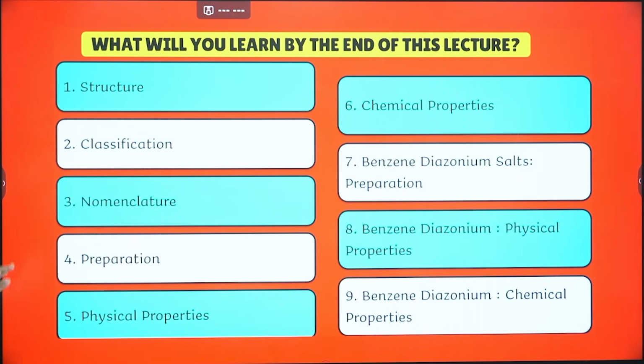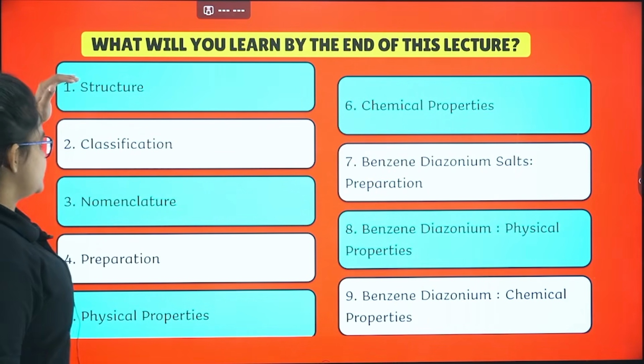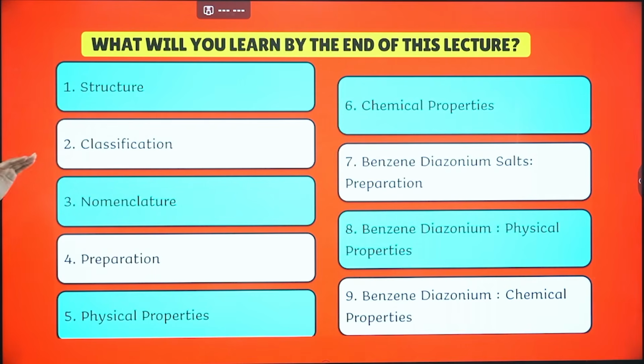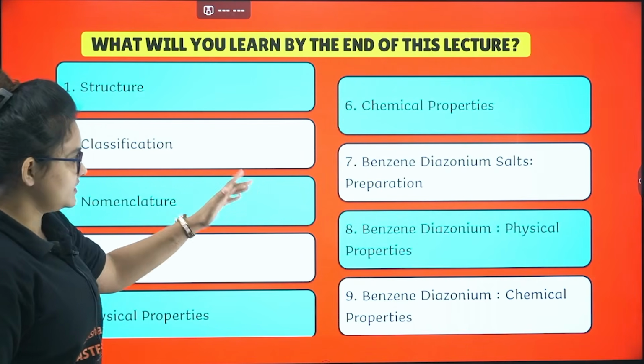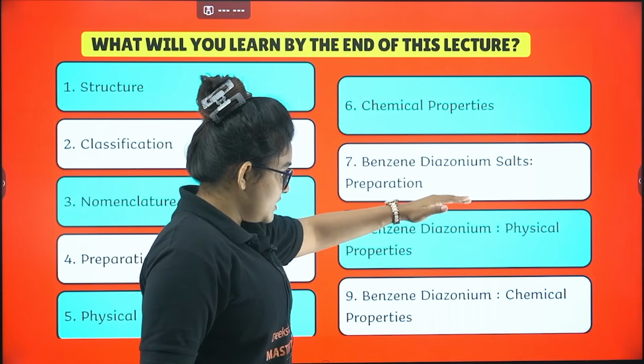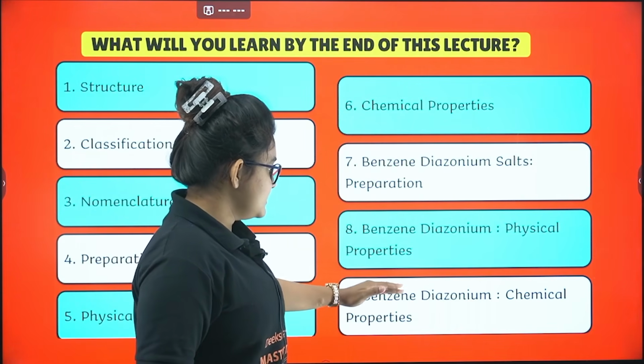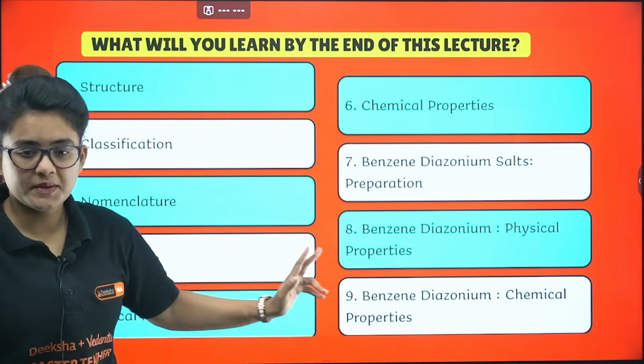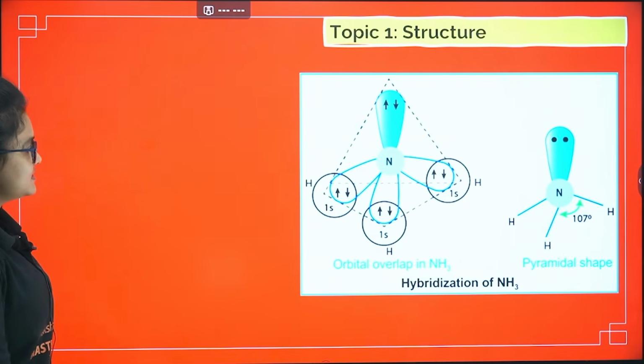So these are the things we are going to cover today. First, structure, classification, nomenclature, preparation, physical properties, chemical properties, diazonium chloride salt preparation, diazonium chloride salt physical properties and chemical properties. Okay, so yeah, this is the structure.